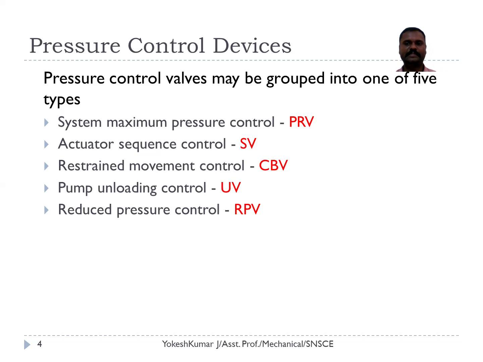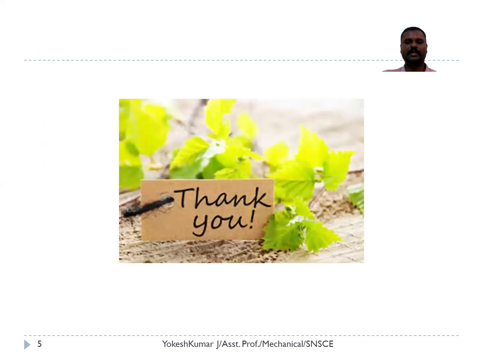If you are not utilizing the hydraulic power, we need to unload the pump. For that we use the pump unloading valve, represented by the letters UV. And if we want to reduce the pressure on selected sections, we have to use the pressure reducing valve. The abbreviation for the pressure reducing valve is RPV. These are the various groupings of pressure control valve.